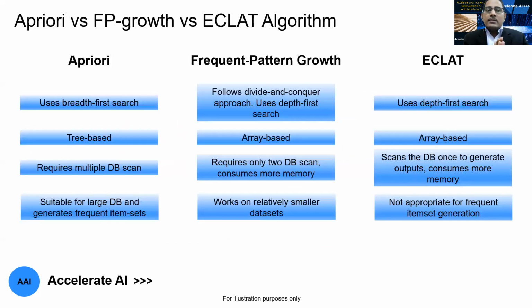If you look at Apriori, FP growth, and ECLAT, all of these three, Apriori is something which uses breadth first search. It is tree-based, it requires multiple database scans, and it is suitable for large databases and generates the frequent item sets. That's how the principle is. And then the others are slightly different than that.